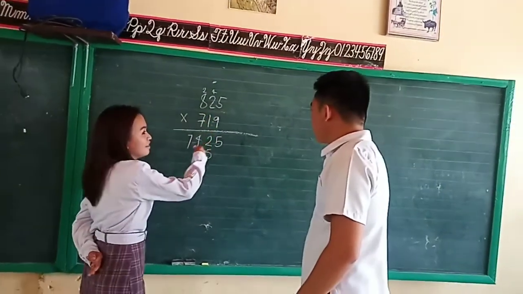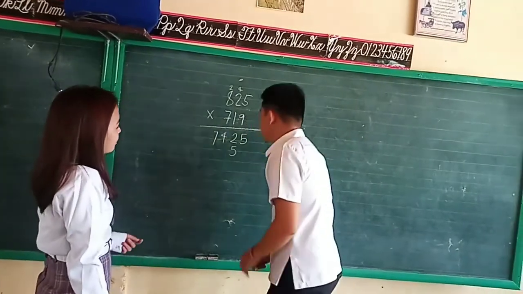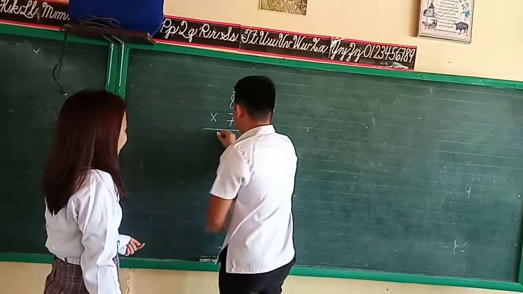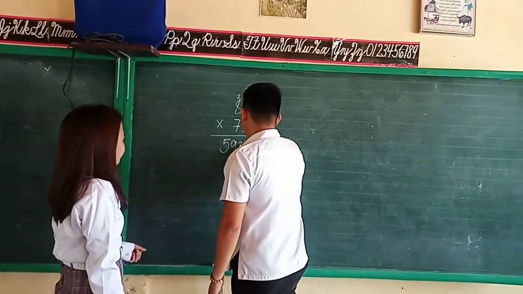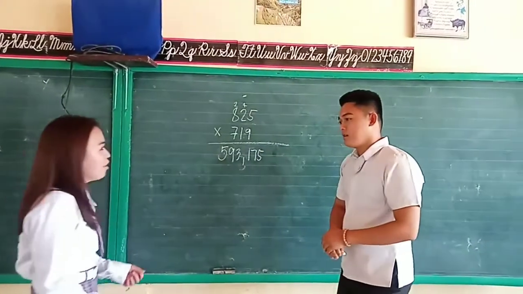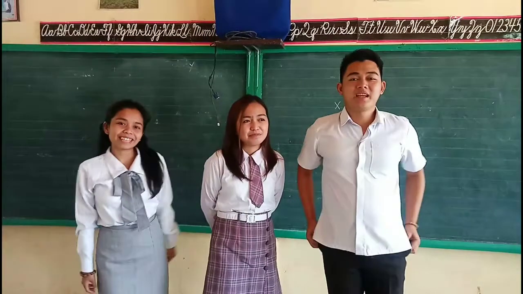Oh, wait. That is 593,175. Wow, how did you do that? Simply using the faster multiplication trick.